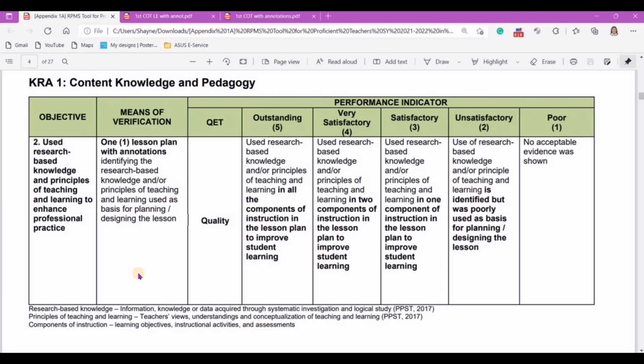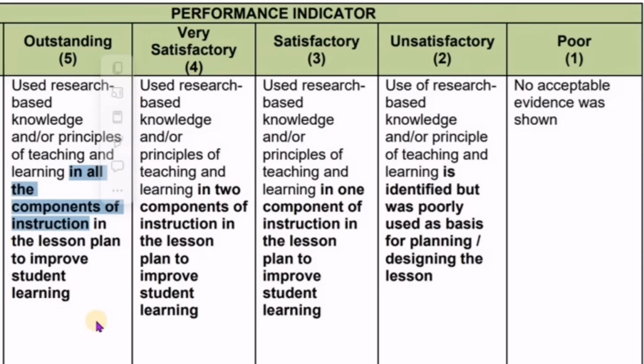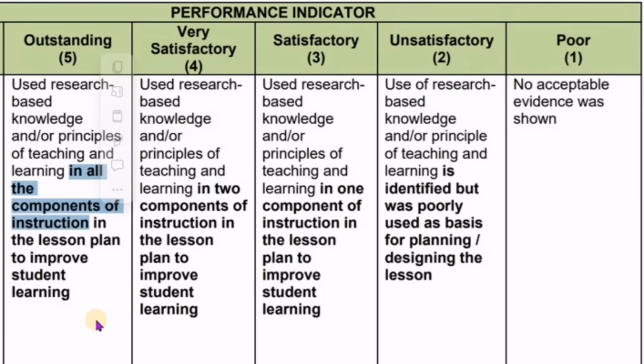Ngayon, paano ka makakakuha ng outstanding or 5 na rating? Nakalagay sa outstanding dito po sa performance indicator, use research-based knowledge and or principles of teaching and learning in all the components of instructions in the lesson plan to improve student learning. Okay? So, yung components of instruction po sa part na ito ay nahahati sa tatlo. Ano po yon? Ang una ay learning objectives, instructional activities, and assessments. Okay? So, dapat po makakakuha ka ng 5 kapag nandoon yung lahat ng components sa lesson plan mo.